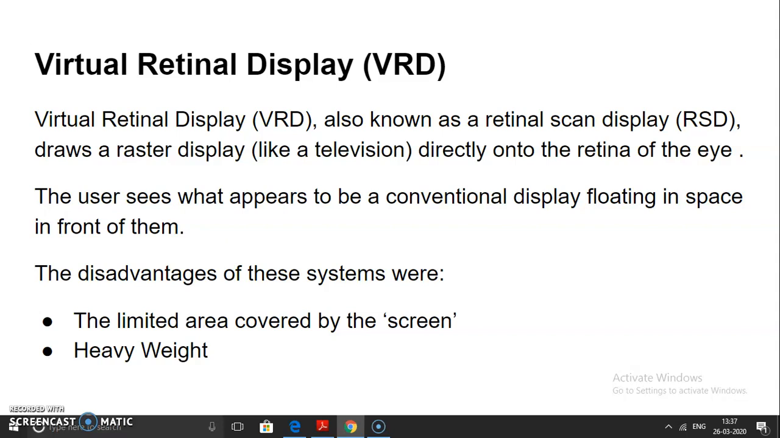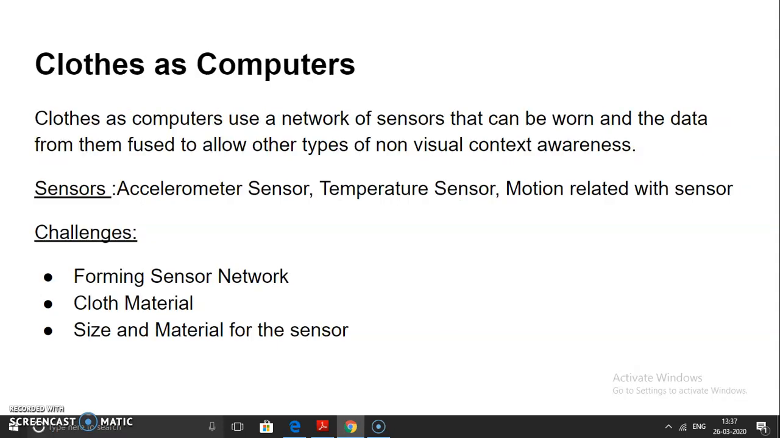Those limitations are that these devices are able to capture only a limited part, and second, because of heavy weight, these devices are not so compatible. Now, the last and very interesting example in wearable computing is clothes as a computer. Yes, clothes can act as a device, but clothes as a computer, these types of devices are really unique.